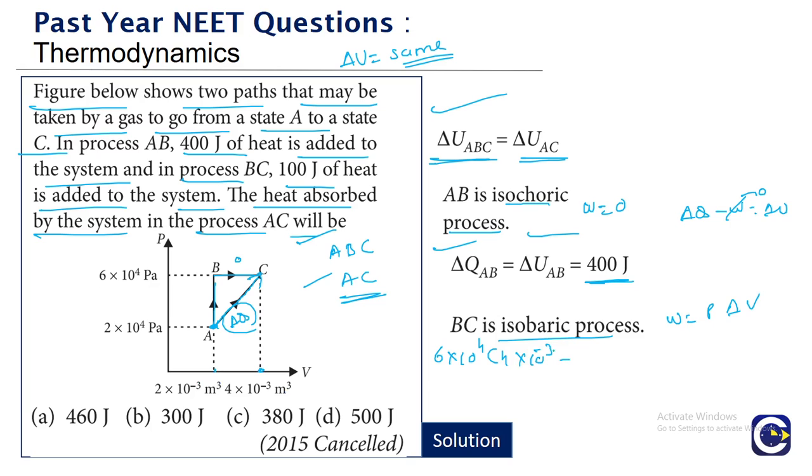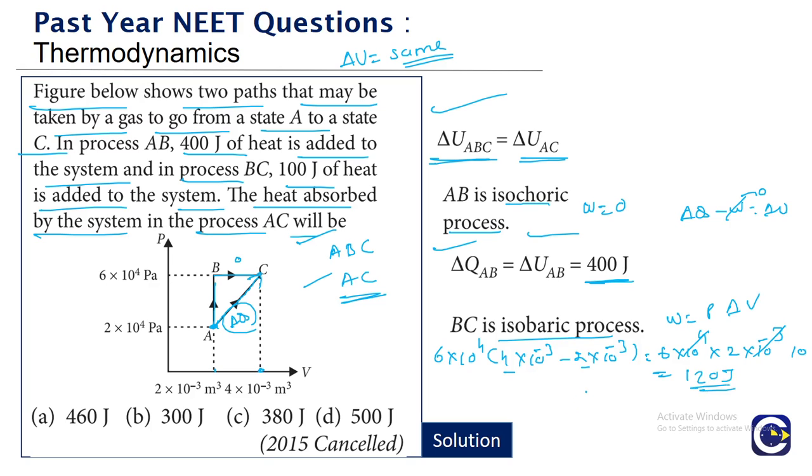What is the initial volume? 2 into 10 power minus 3. So 4 minus 2 will be 2, right? So we'll have 6 into 10 power 4 into 2 into 10 power minus 3. So totally it will be what? After cancelling, we'll have 10 remaining. 6 2s are 12. So 120 joules.